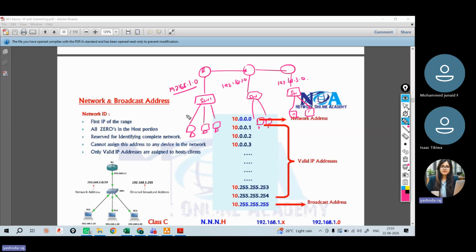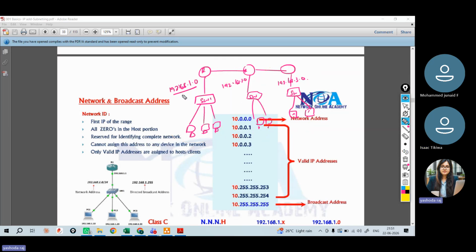How many networks do I have in this topology? Do I have three networks? This is one network. This is the second network. And this is the third network. I have three networks here.